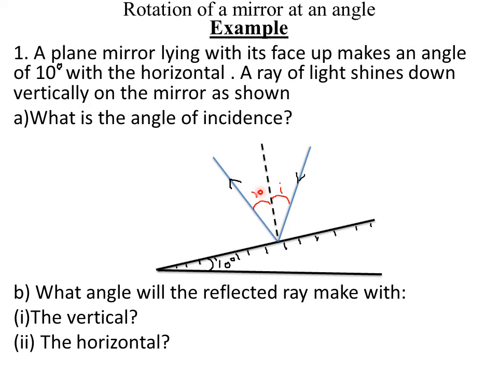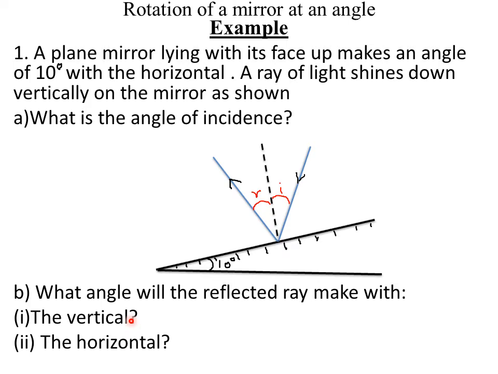Now remember, the first law of reflection told us that the angle of incidence will always be equal to the angle of reflection. So if the angle of incidence we have found is 10 degrees, it means the angle of reflection will also be 10 degrees. But the question wants us to find what angle the reflected ray will make with the vertical.